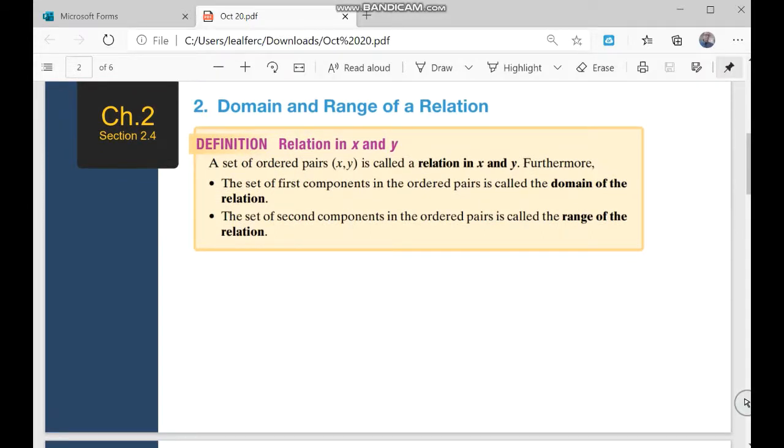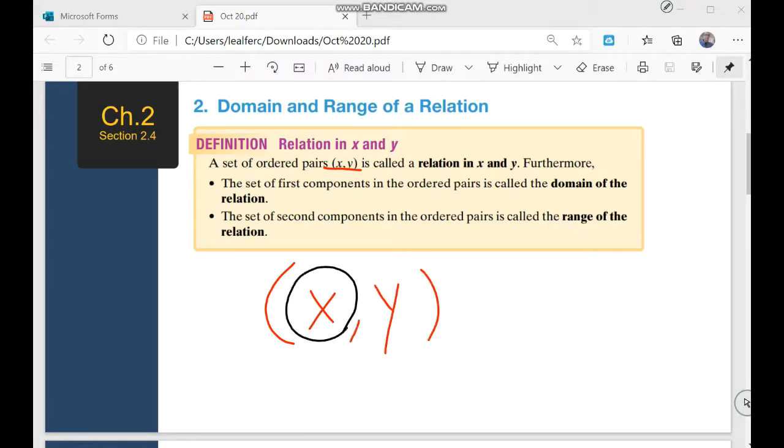This definition is something really important that you have to memorize. You have to remember. If you have the ordered pair, it is going to be like this, x and y. The first component, x, you're going to call the domain of the relation. The second one is y. The second component in the ordered pair is called the range of the relation.